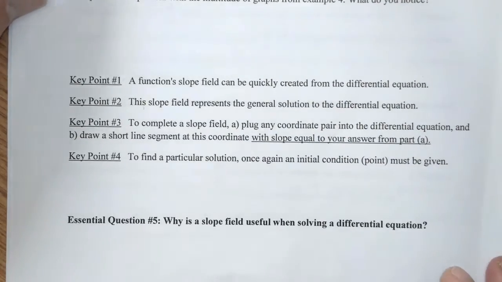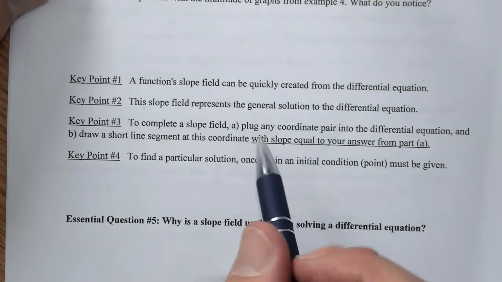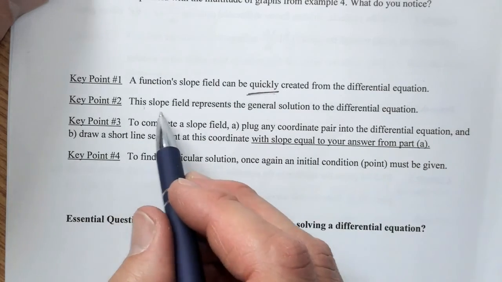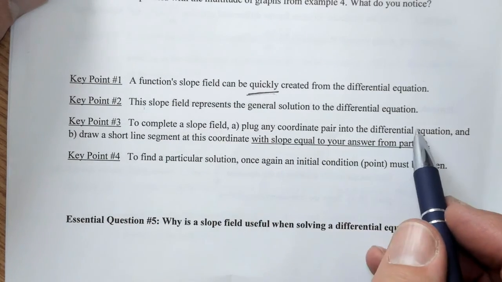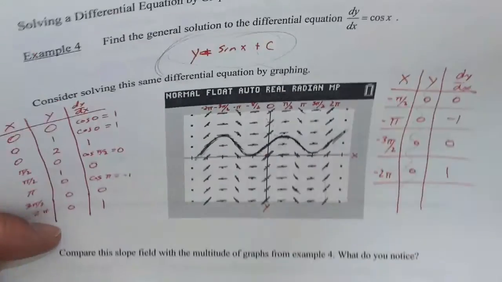Quickly look at our key points. The slope field can be quickly created. Some might argue about that word. But created from the differential equation. And the slope field represents the general solution to the differential equation. One more time. This right here is the same as that right there.